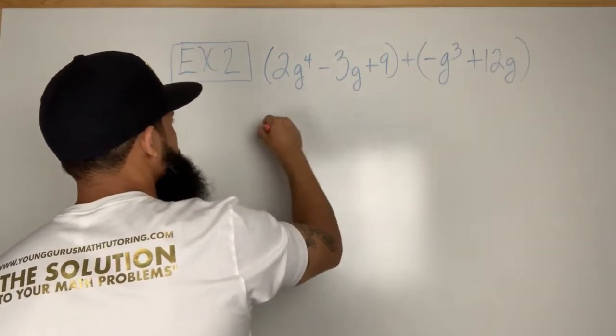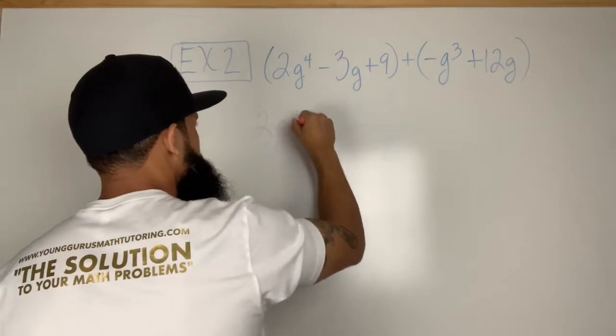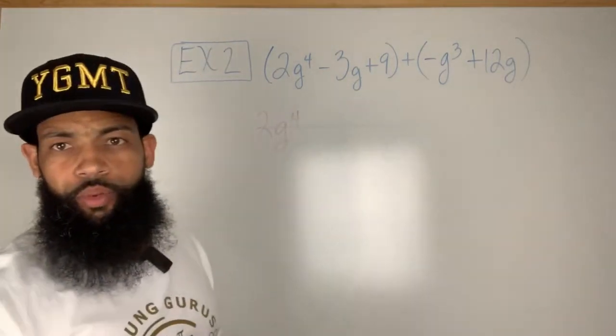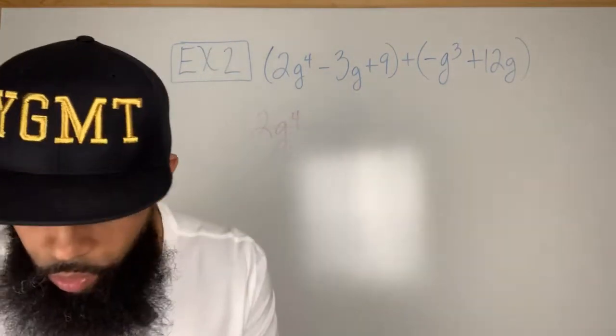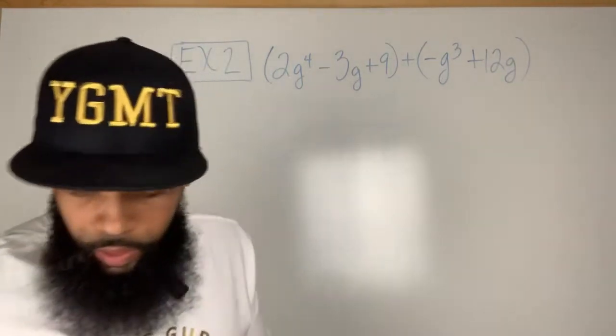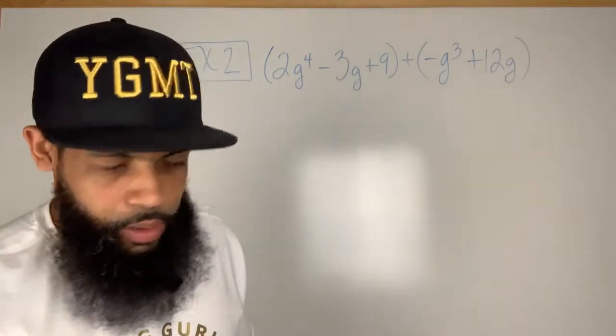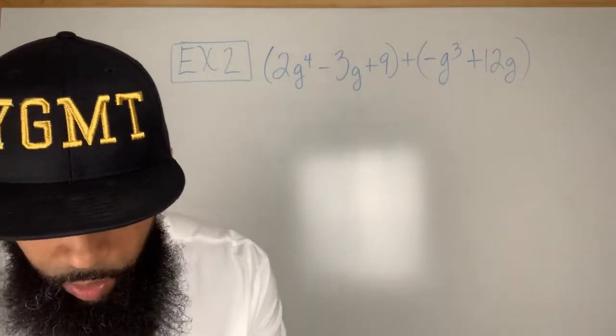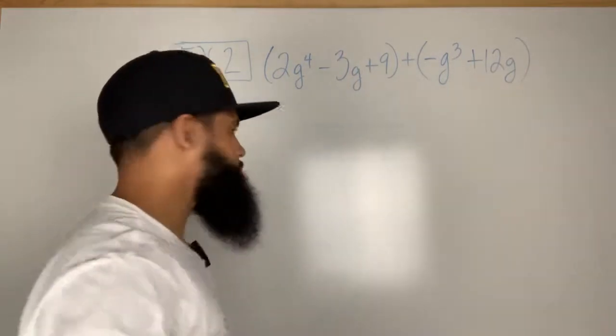So I have 2g to the fourth power. I hope you all can see that on the board. Nope, that's a little too bright. Let's get a darker color. Let's go with this right here. Let's go with my black. I wanted to get away from black, but let's go with the black.